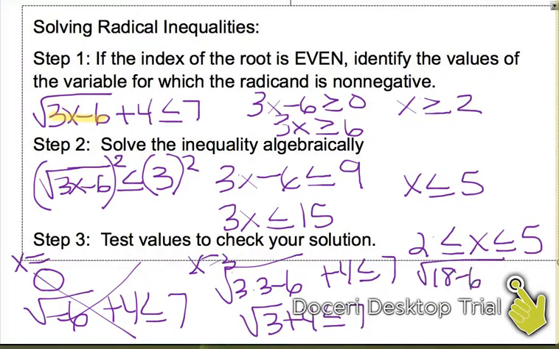And then finally I could try 6, and that would give me the square root of 18 minus 6 plus 4, less than or equal to 7. That's the square root of 12 plus 4, less than or equal to 7. And if you did the square root of 12 on your calculator, you would see that that is going to be greater than 3. And we should know that because 12 is between 9 and 16, which tells you the square root of 12 should be between 3 and 4. And so it would not be less than or equal to 7.